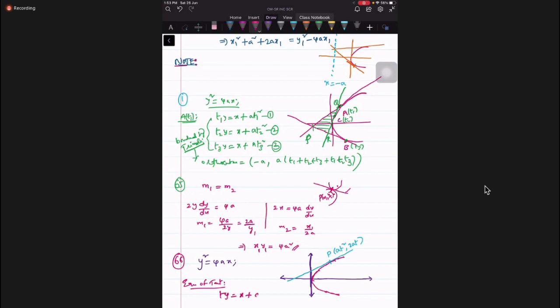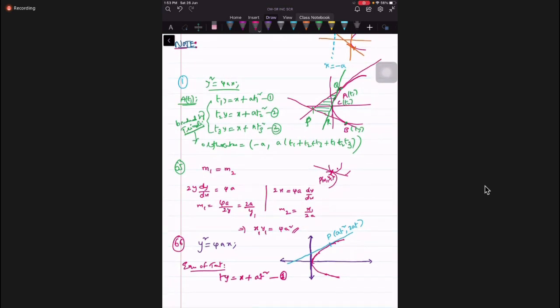Ty equal to x plus at square. Now, what they are saying in the question is that the tangent meets the x-axis at T. So, what is T then? When you substitute y equal to 0, since it is the x-axis, you get x equal to minus at square, so T is minus at square.